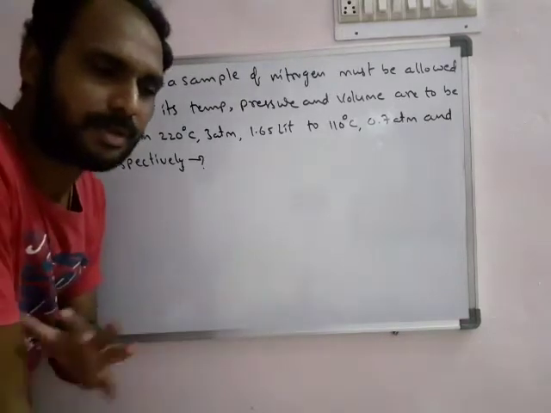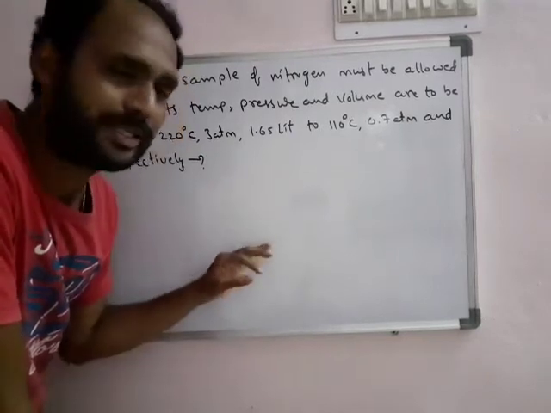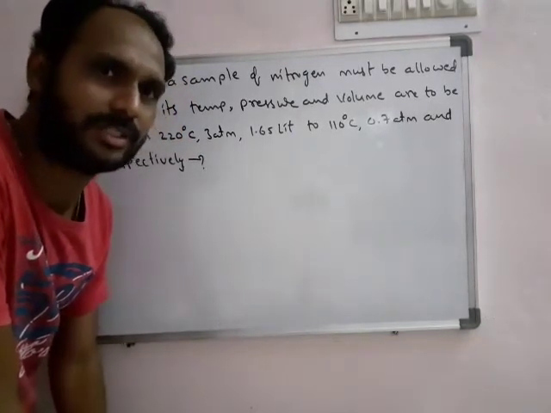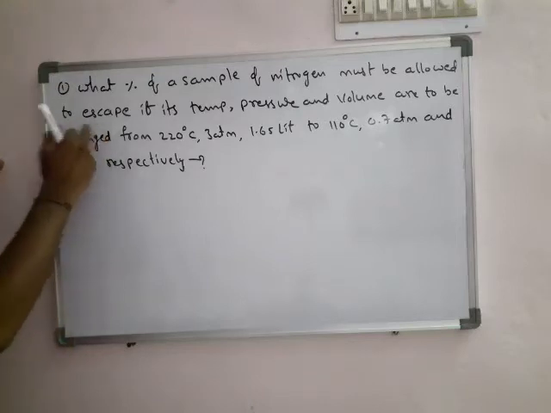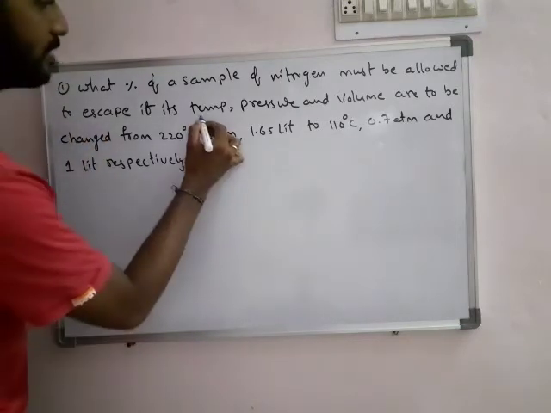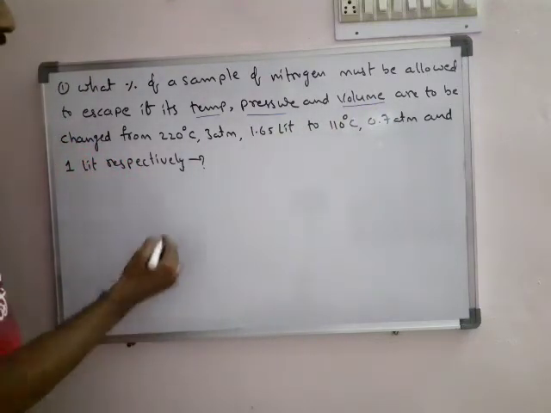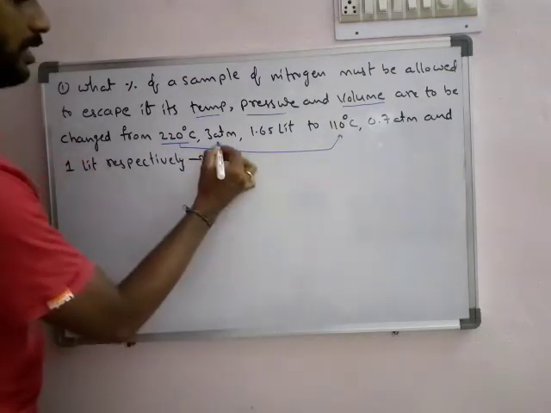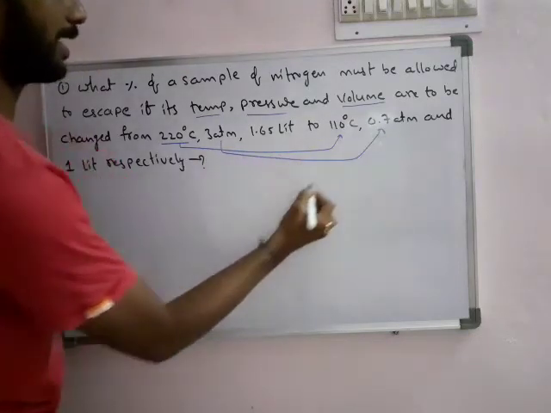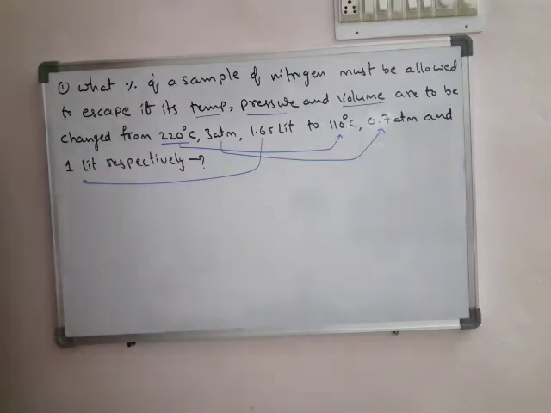So now we see some different problems, which are also based on the ideal gas equation. These are treated as total applications of the ideal gas equation. Okay, see the first one. What percent of a sample of nitrogen must be allowed to escape if its temperature is changed from 220 to 110, pressure changed from 3 atmosphere to 0.7, volume changed from 1.65 to 1 liter? Then what is the change in its mass?